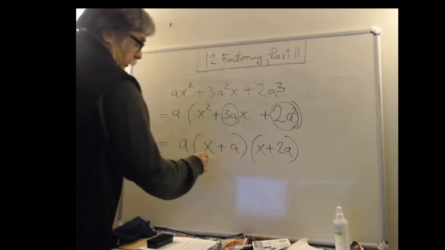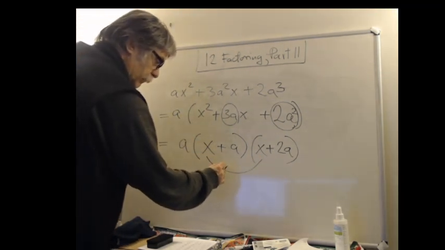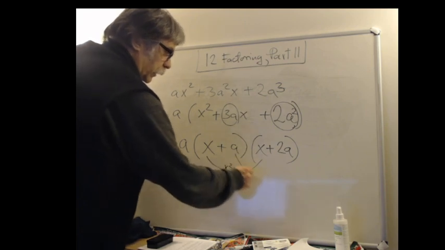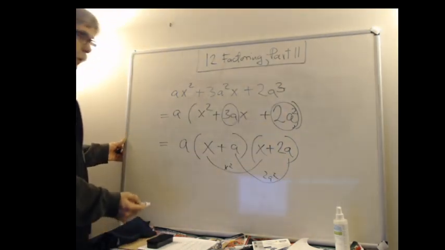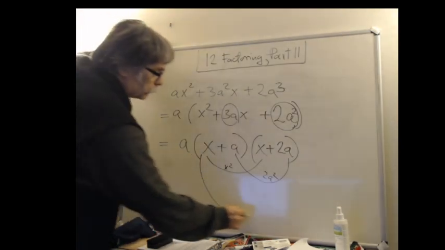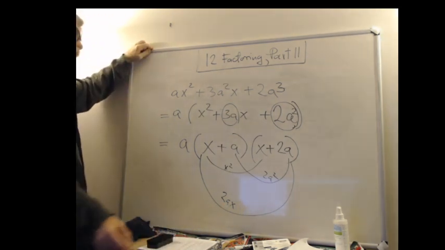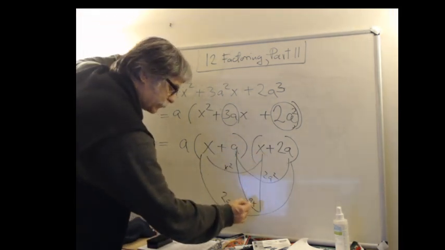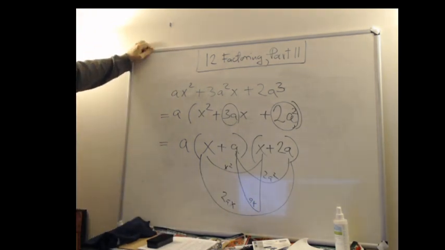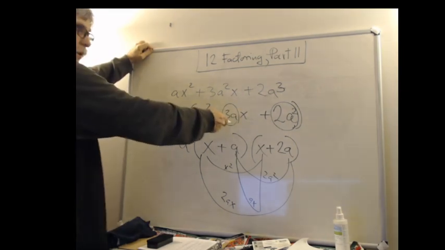So again, you have an x squared right here. You have 2a squared right here. And now you need a middle term. 2ax and ax. So we make a sum. You have 2 of them and 1, that's 3 of them. 3ax.